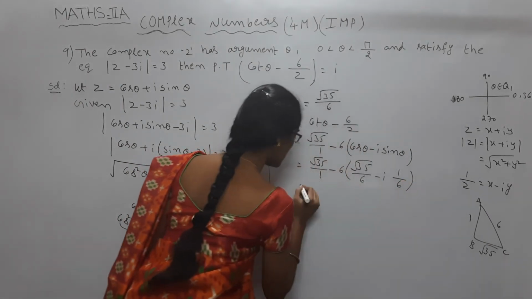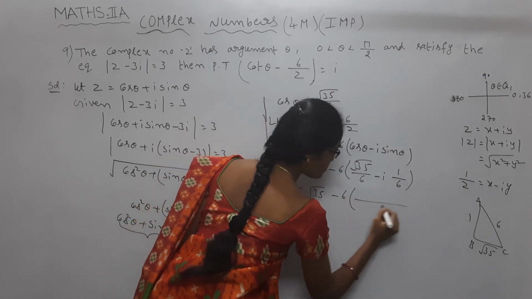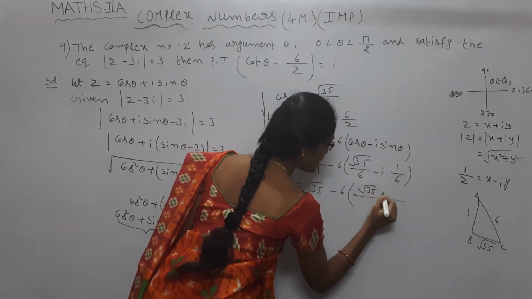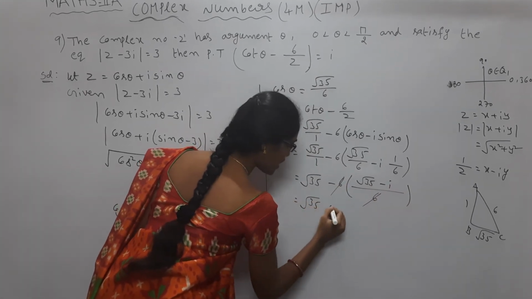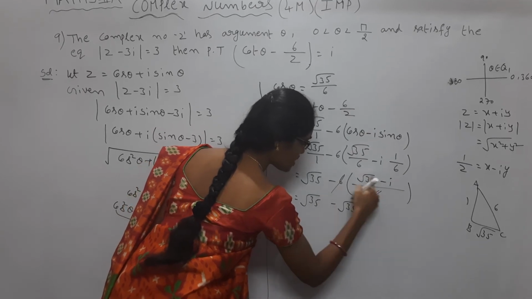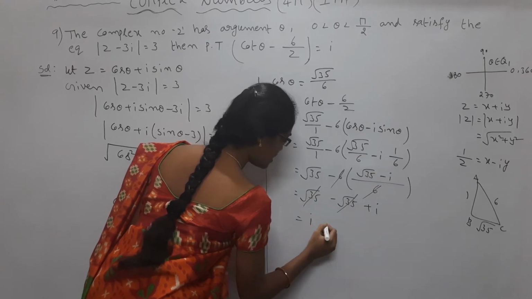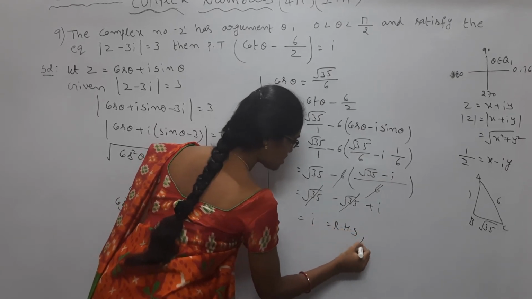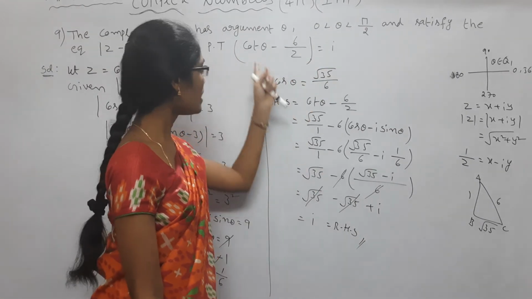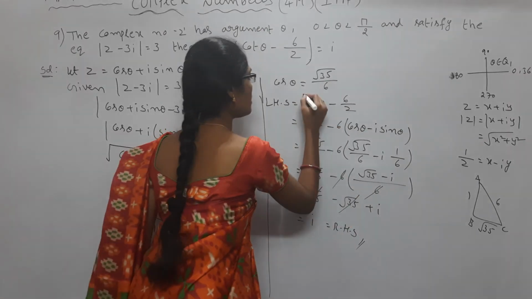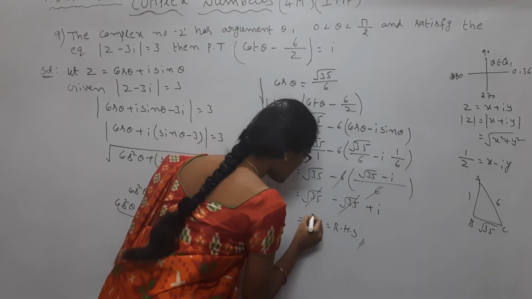That is root 35 minus 6, taking 6 as the LCM, root 35 minus i. The 6 gets cancelled. Root 35 minus root 35, minus into minus gives plus i. Root 35 minus root 35 gets cancelled, so we get i, which is equal to RHS. So cot theta - 6/z = i. LHS is cot theta - 6/z and RHS is i. This is also a very important one: Complex numbers, 4 marks.